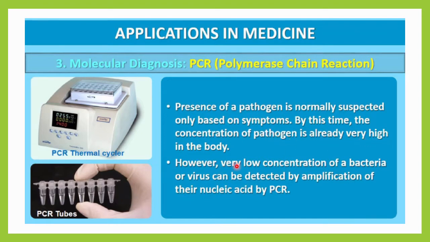However, a very low concentration of bacteria or virus can be detected by amplification of the nucleic acid by PCR. You know very well, PCR is the technology by which we can multiply or amplify a nucleic acid into billions of copies. So this method plays a very important role here. Even with a low concentration of bacteria or viruses, we can detect them and diagnose early.